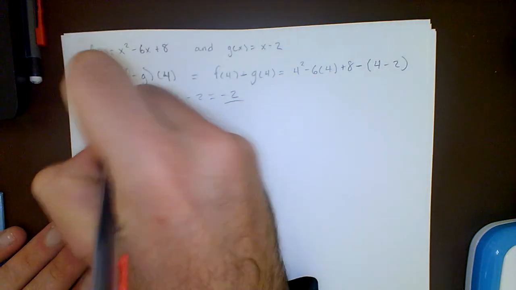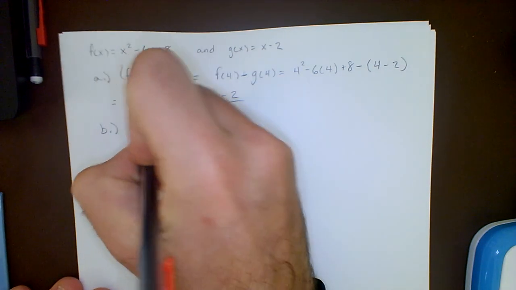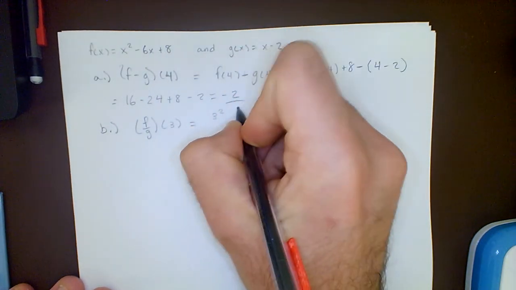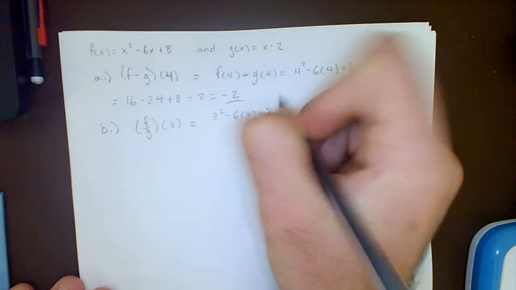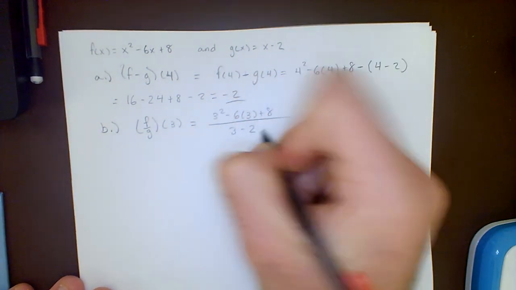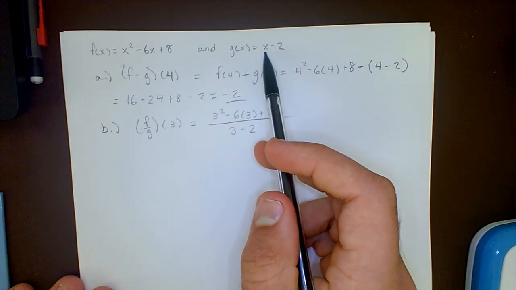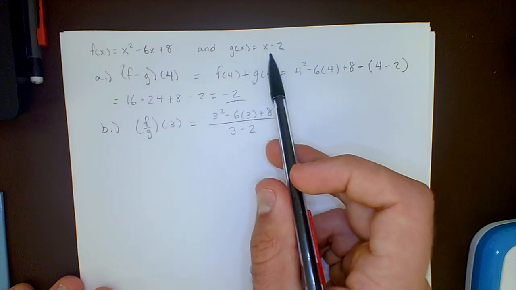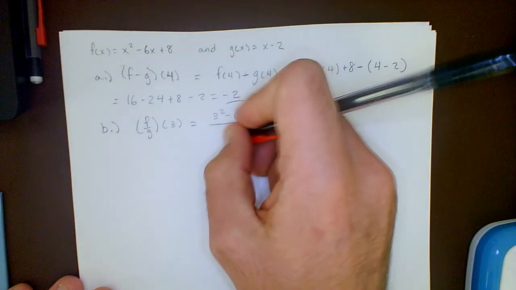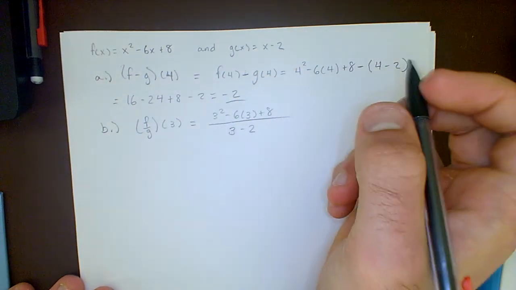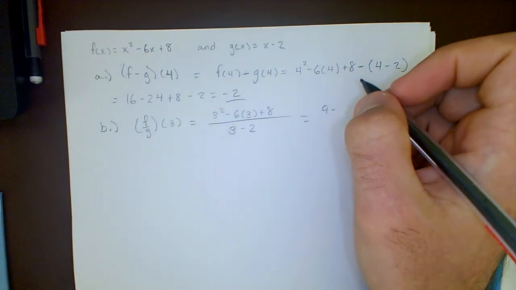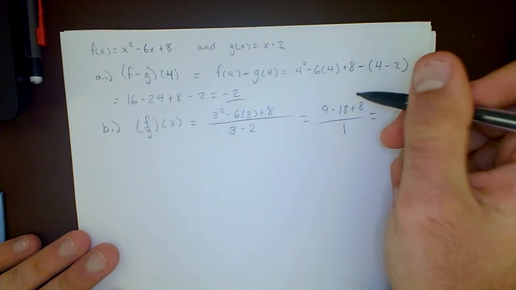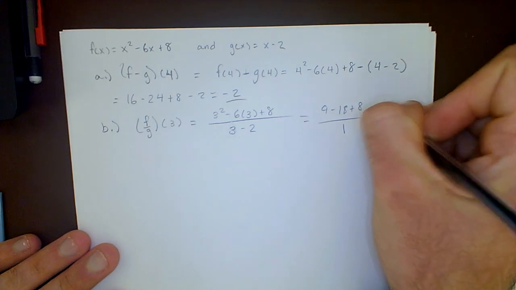Okay, so let's do part B. They want us to find f divided by g of 3. Okay, so this is going to be 3 squared minus 6 times 3 plus 8 divided by 3 minus 2. And notice you can do that because when you plug in 3 here, g of x is not equal to 0. But if you would have done f divided by g of 2, you run into a problem because then you're dividing by 0. But that's not the case. Okay, so this is 9 minus 18 plus 8 divided by 1. So 9 minus 18 is negative 9 plus 8 is negative 1. So it's negative 1 over 1 or just negative 1.